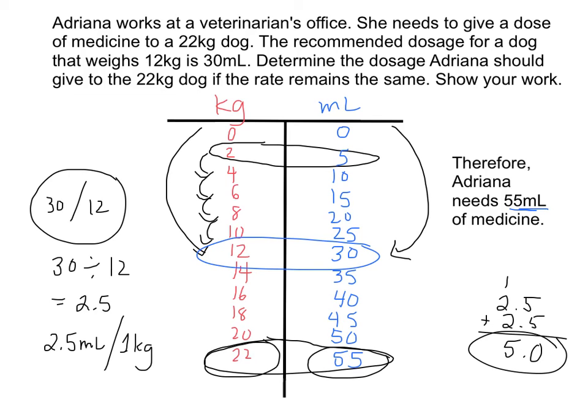Look at all the information you can gather from this table. How much medicine does she need for a 16-kilogram dog? That would be 40 milliliters. What if the dog was 8 kilograms? How much medicine does she need? That's right, 20 milliliters. What if I asked you to find how much medicine she needs for a 30-kilogram dog or a 40-kilogram dog? Think about how far you could extend this table.